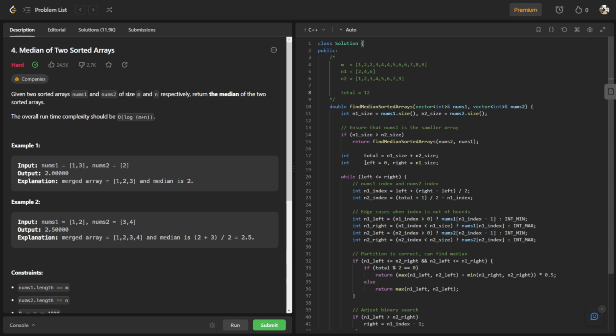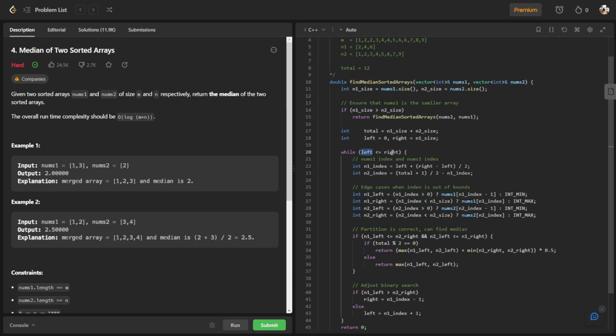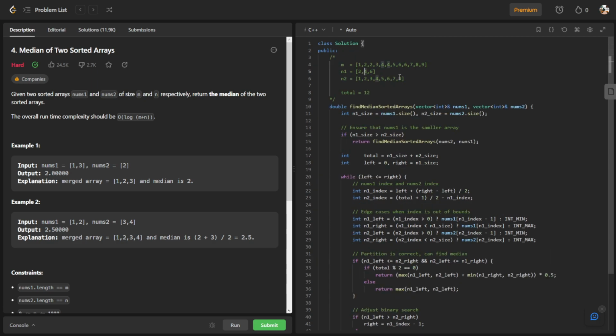Total is 12. Our left side is 0, right side is n1 size, right? 0, n1 size. Okay, then while our binary search left is lower than right. Actually, let me just increase the number here so we can do more binary search here. 5. And let's add a few more. 8, 9, 10. Okay, let me redo this.